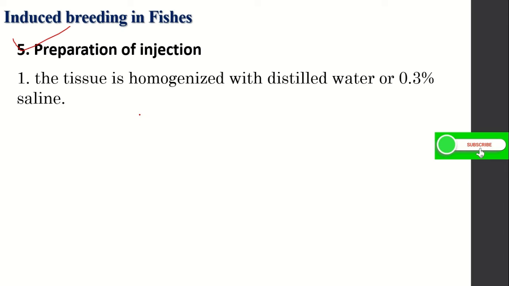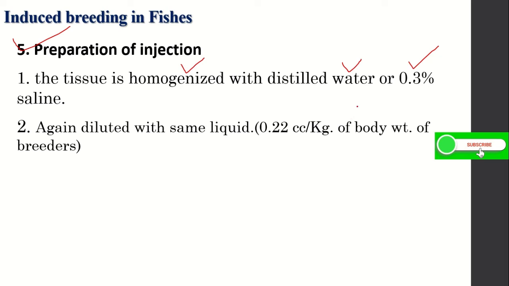with distilled water or 0.3% saline water. The homogenized gland is then diluted with the same liquid. The dilution is ordinarily made at the rate of 0.22 cc per kilogram of body weight of breeders. First the tissue is homogenized with distilled water and again diluted with the same liquid, depending upon the body weight of the breeders.